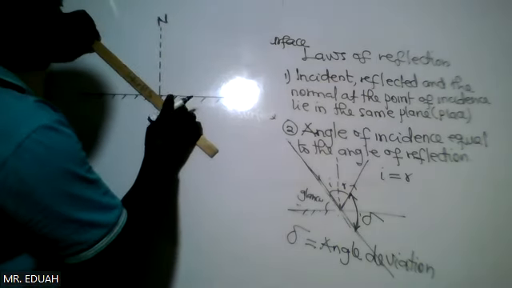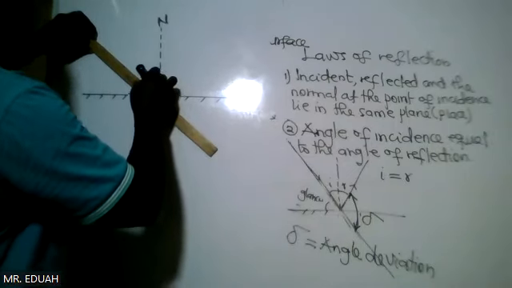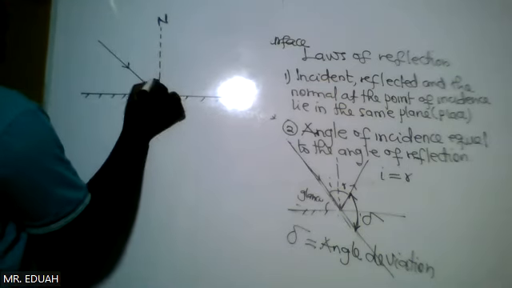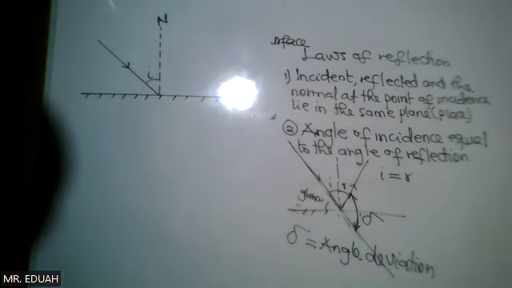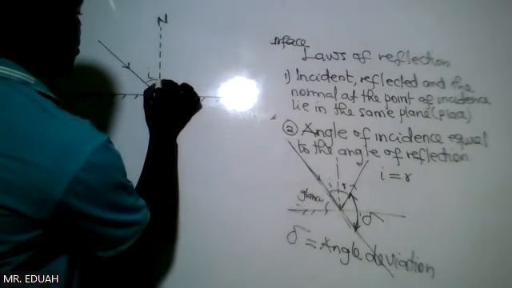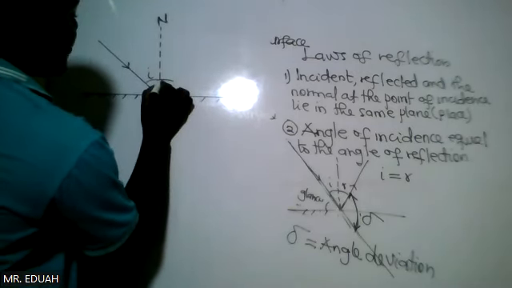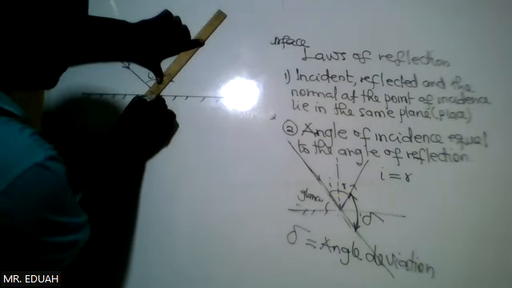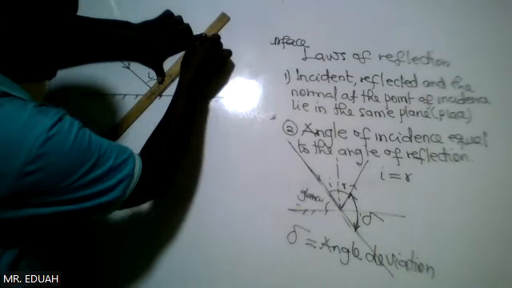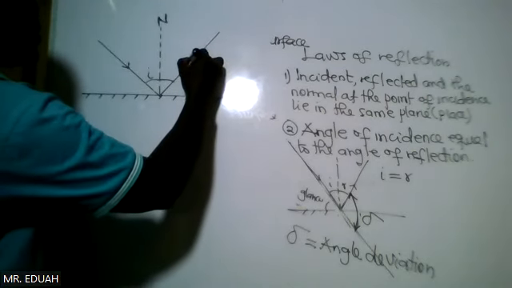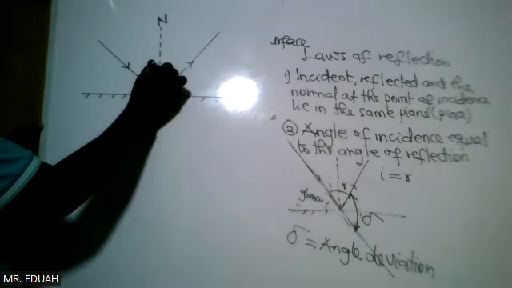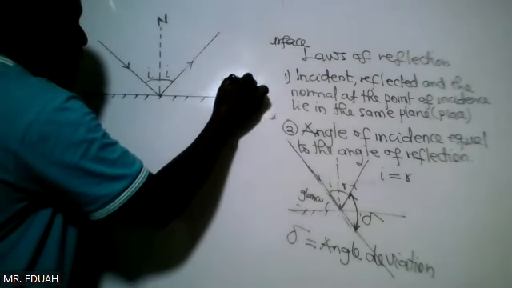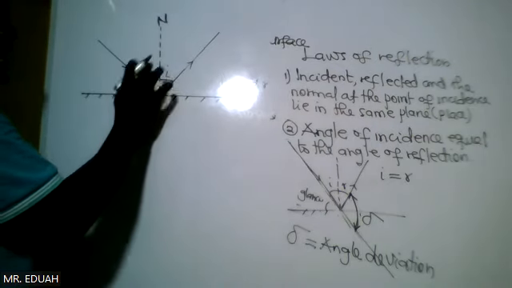So when you incident a ray, this becomes the angle of incidence, I. The angle of incidence is always equal to the angle of reflection. So if this is X degrees, this will also be X degrees. Even though we know this to be R, I and R, the value is the same. So if this is I, this is also I.